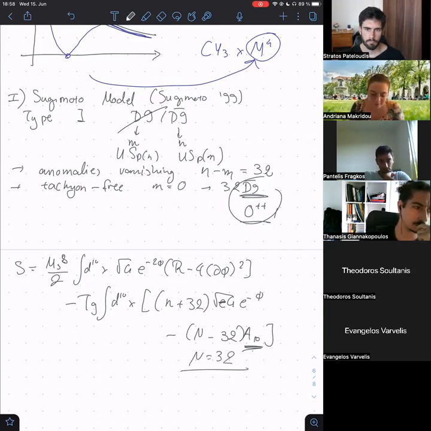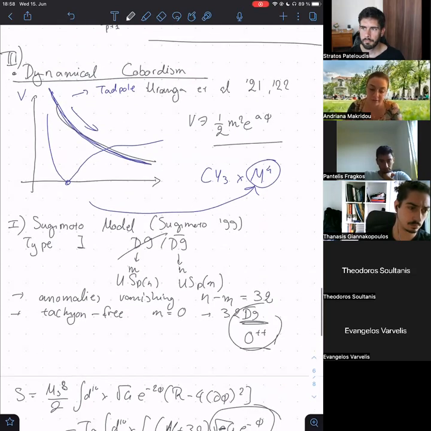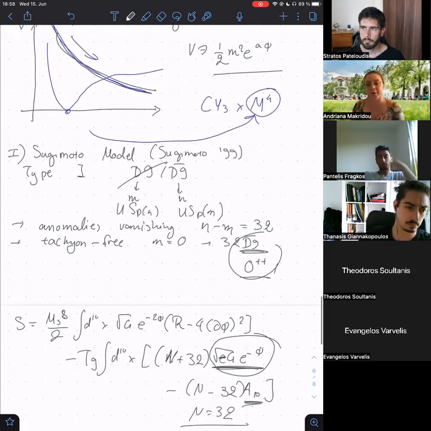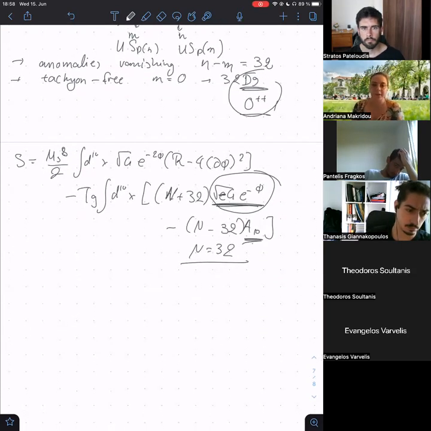Okay, capital N probably is N minus M here, and to have the anomaly cancellation. But this means now that if your capital N is 32, you cannot get rid of this thing. So your potential effectively has this contribution that is precisely of this type, and you have this type of tadpole exponential runaway solution. And it's not trivial to find solutions to this type of setups.